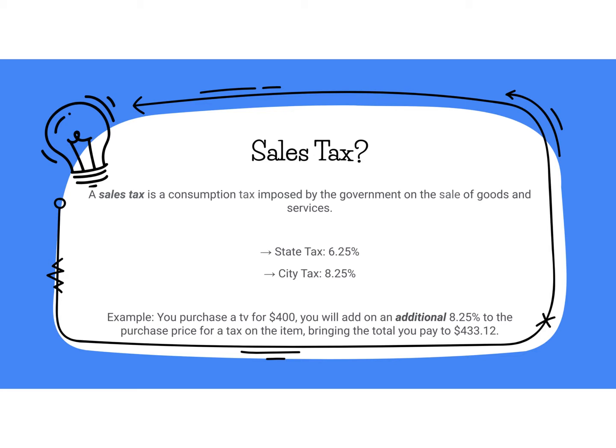So our city tax for San Antonio is 8.25%, which means if we go purchase a TV and we purchase that TV for $400, we'll have an additional 8.25% added to the purchase, which is the tax on the item, which would actually bring your total to $433.12, not just a $400 TV.